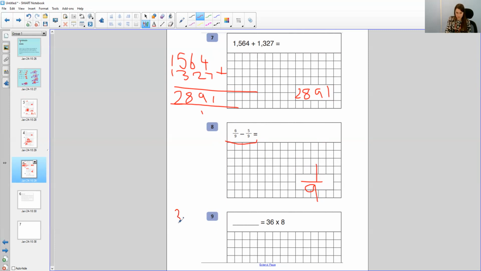Okay, then we move on to multiplication, and this time we're going to use short multiplication. We're going to stack up our method. 6 times 8, well, I know 5 times 8 is 40, so 6 times 8 would be 48, and I regroup. And then 8 times 3, 8, 16, 24, add the 4 is 28. So your answer of 288.